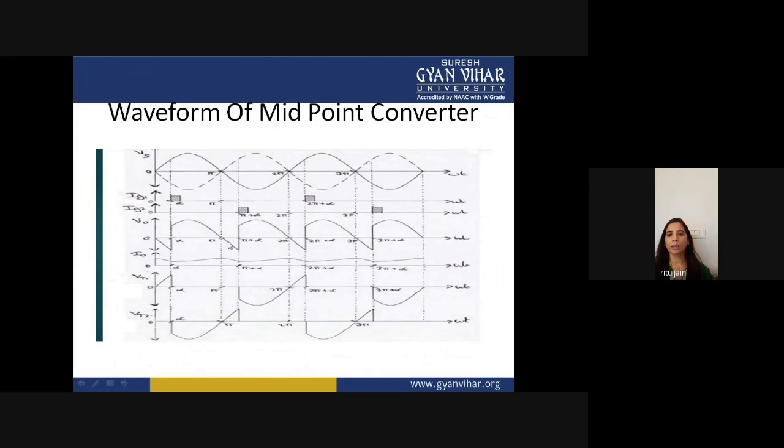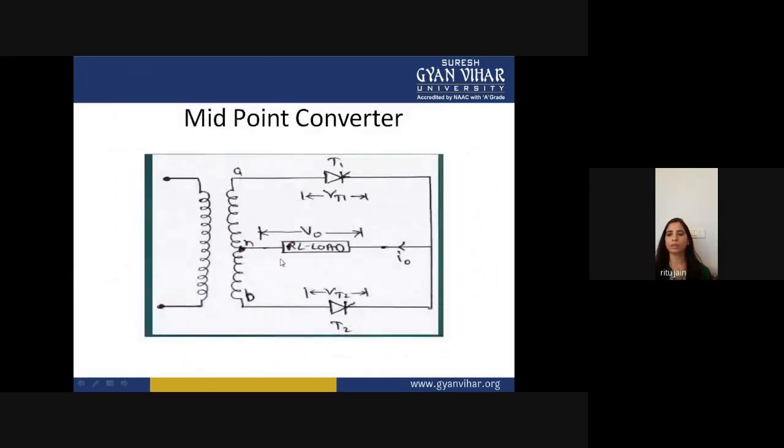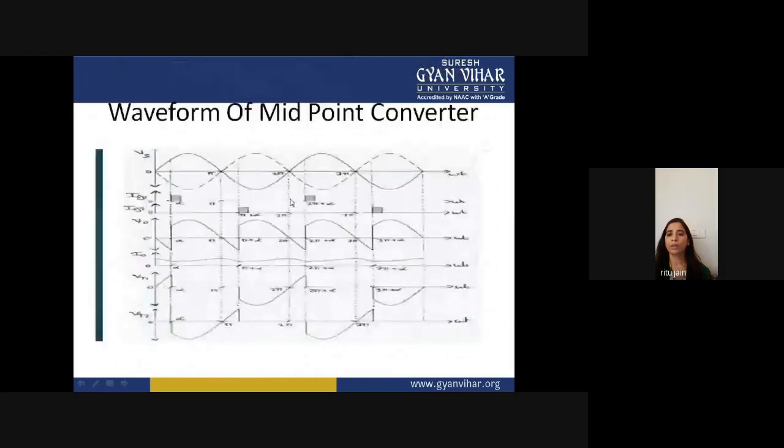But you are getting the output voltage even after pi. Why is it happening? You can see in the diagram that the load is inductive. When the load is inductive, due to the inductor, the thyristor will not turn off at this point. So it will conduct in the negative direction, and you can see that you are getting the output current from pi plus alpha.